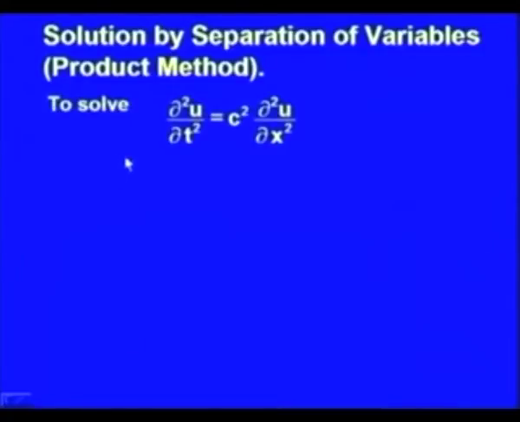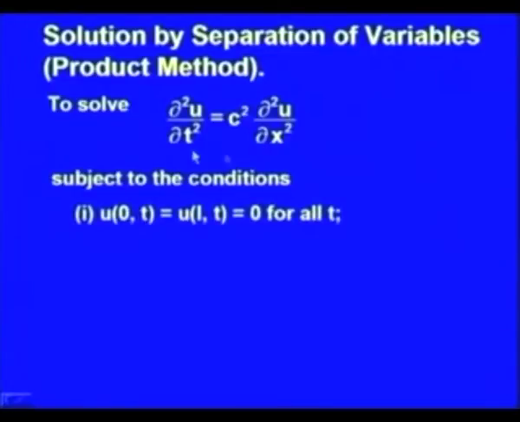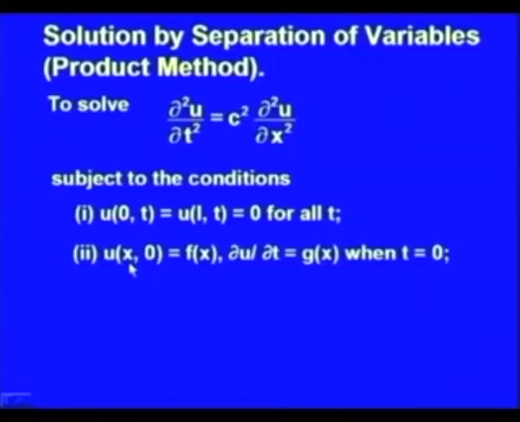Now, let us solve this differential equation using the separation of variables method, which is also known as the product method. So, we shall be solving this one dimensional wave equation subject to the conditions u 0 t equal to u L t equal to 0, which are the two boundary conditions, and the initial conditions we shall take as the most general case, that is at the time t equal to 0 u is given by f x, and at time t equal to 0 the velocity is given by g x.